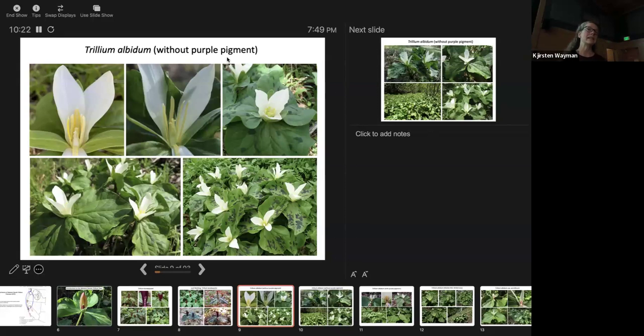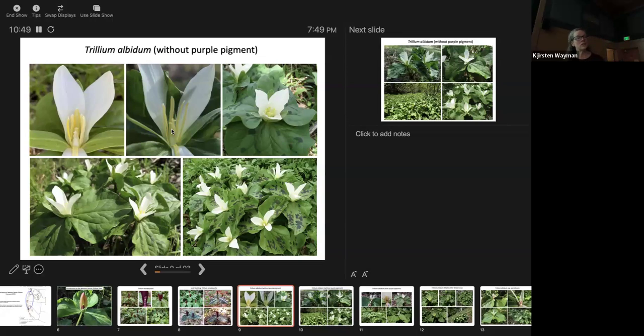And the first one is the variant without purple pigment. So these plants tend not to have purple pigment on their floral parts, although you might find the odd one here and there that might. But typically we see that the petals are all white. If we look at the ovary and stamens, we see that we don't have that dark maroon or dark purple color. In fact, we've got more of a pale yellow to greenish color there. And so both the anther connectives and the ovary are a light color.